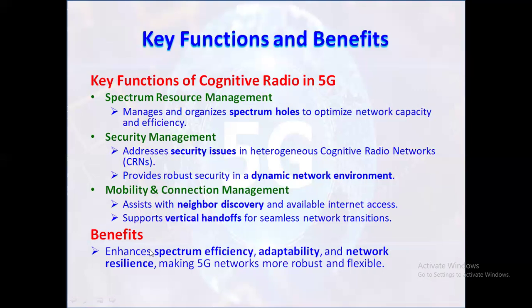And coming to the benefits, the integration of cognitive radios in 5G networks enhances spectrum efficiency, adaptability, and resilience. By making intelligent, data-driven decisions, cognitive radios optimize spectrum usage, adapt to change in real time, and ensure robust network performance. This combination makes 5G networks more versatile, capable of handling fluctuating demands, and resilient against interference or network disruptions.